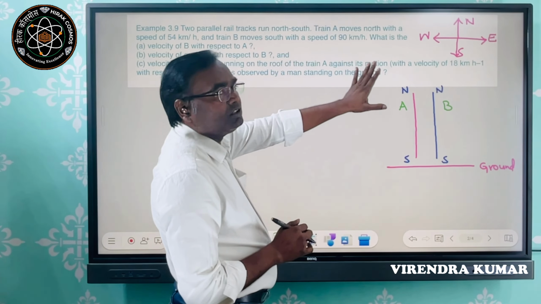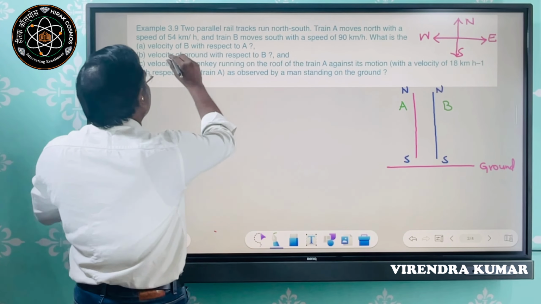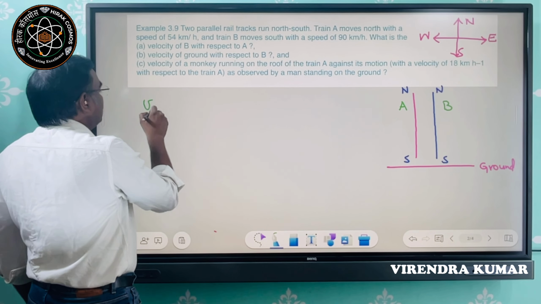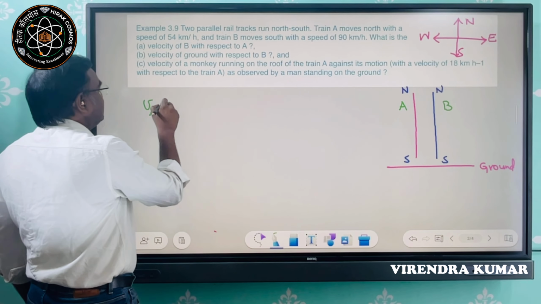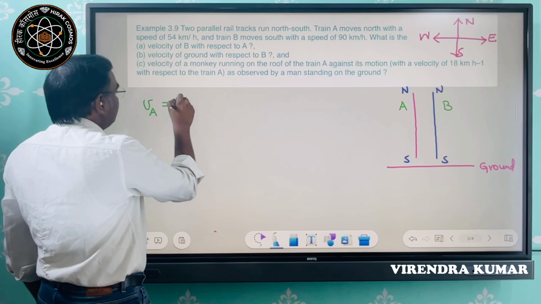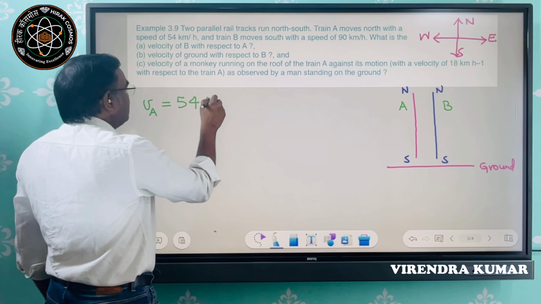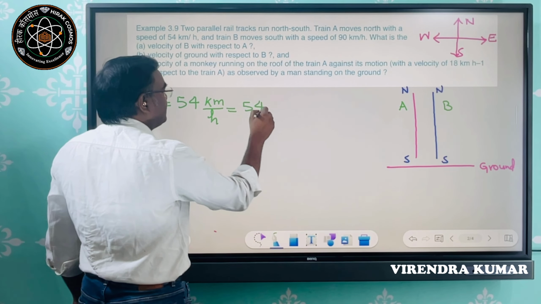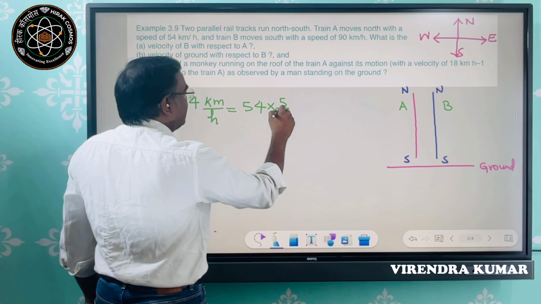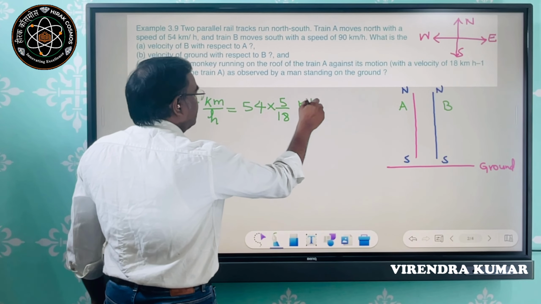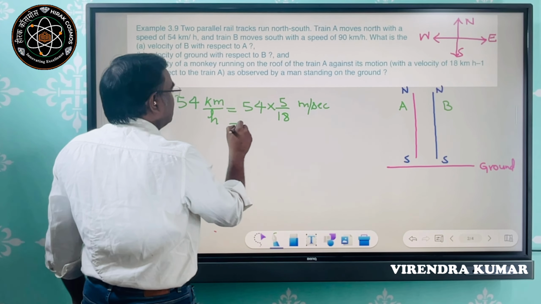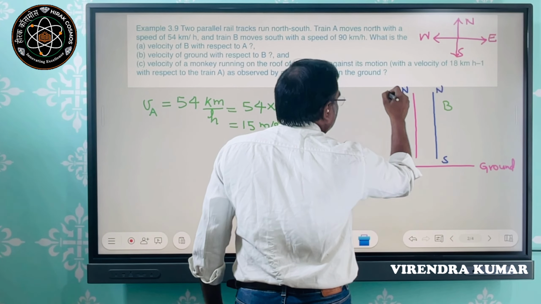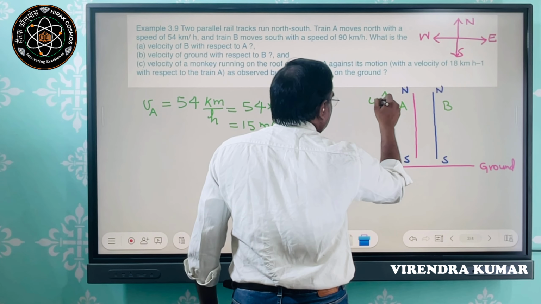Two parallel rail tracks north south. Train A moves north with a speed of 54 km/h. So velocity of train A is equal to 54 km/h. That will easily be converted into meter per second by multiplying by 5 by 18. That will give meter per second. And VA is moving north. So this is the VA.